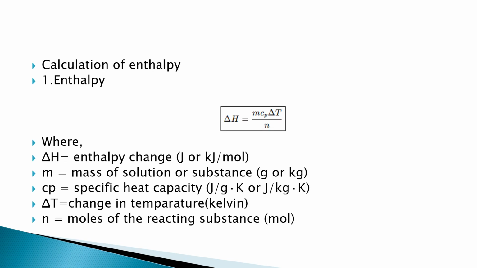Calculation of enthalpy. The main formula involved in the calculation of enthalpy is delta H equals m into Cp into delta T divided by n, where delta H is change in enthalpy, m is mass of the substance, Cp is specific heat capacity, delta T is change in temperature, and n is number of moles of the substance reacted during the reaction. The unit of delta H is kilojoule per mole, mass can be measured in grams or kilograms, specific heat capacity is in joule per kg Kelvin, change in temperature is in Kelvin, and number of moles is in moles.